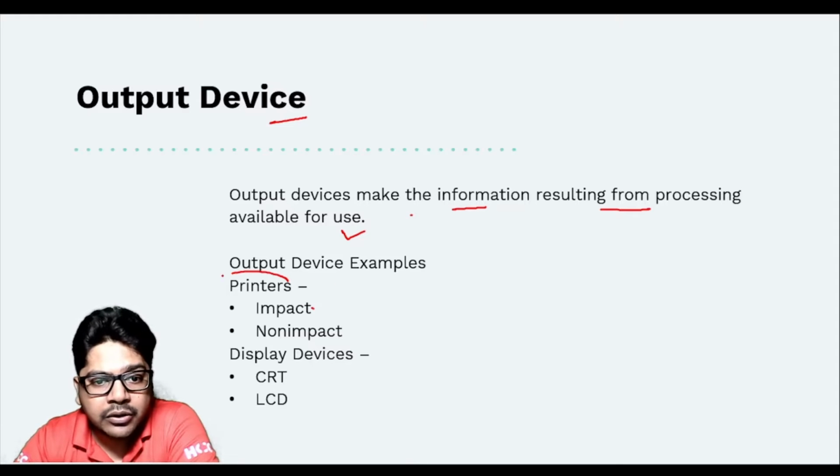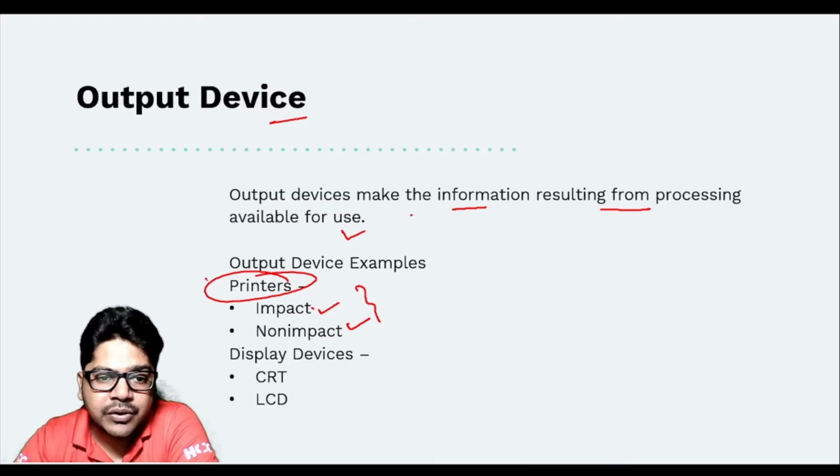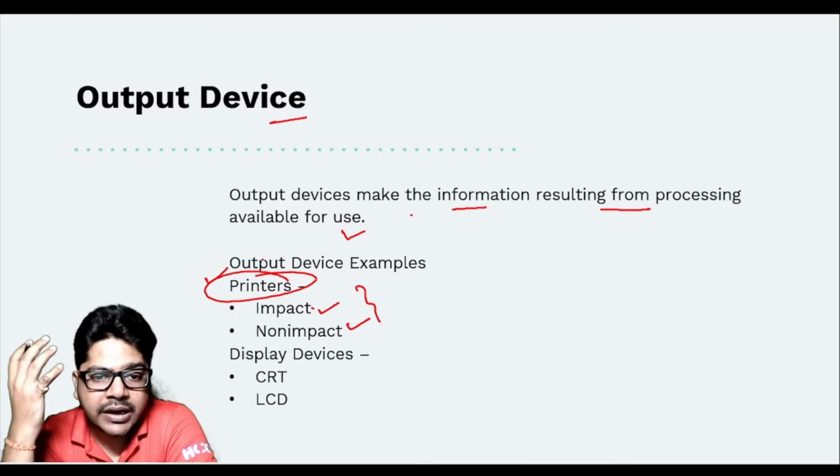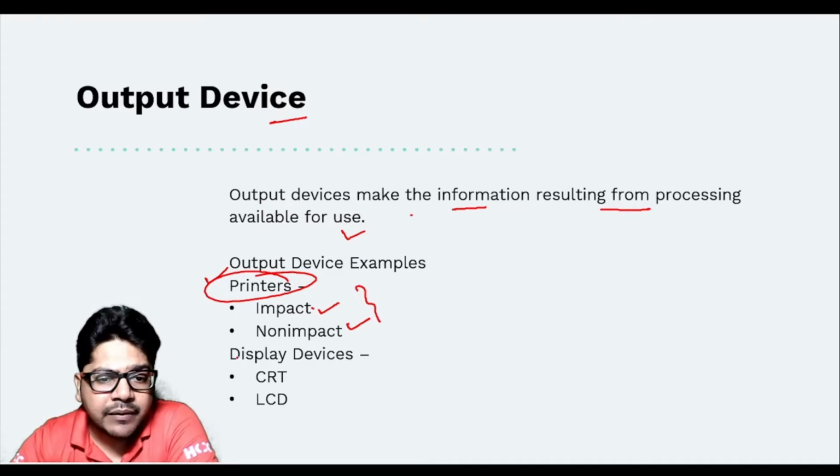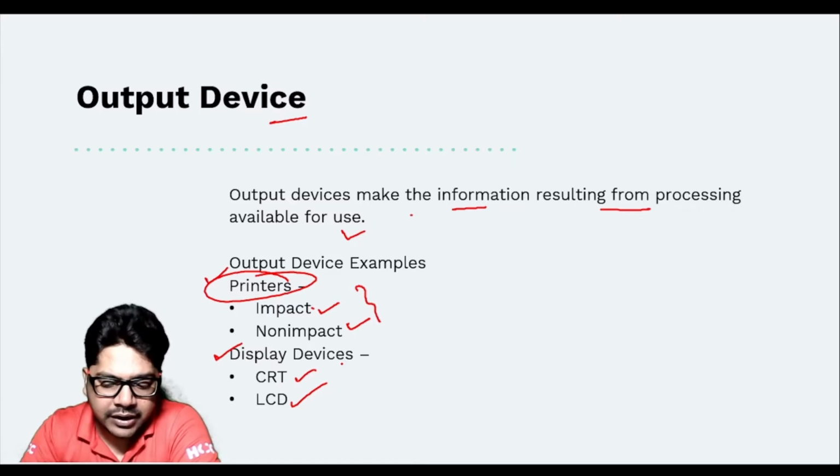Example: a printer can also be an output device, impact printer, non-impact printer. We are not going into the hardware part, but basically just to give you a fair idea that that is also kind of an output device. Then we have display devices like CRT or LCD monitor. These are the display devices that we have.